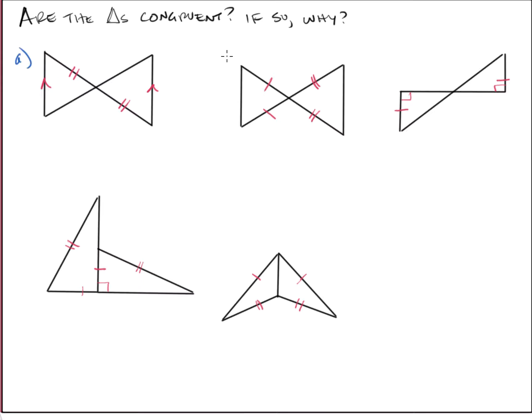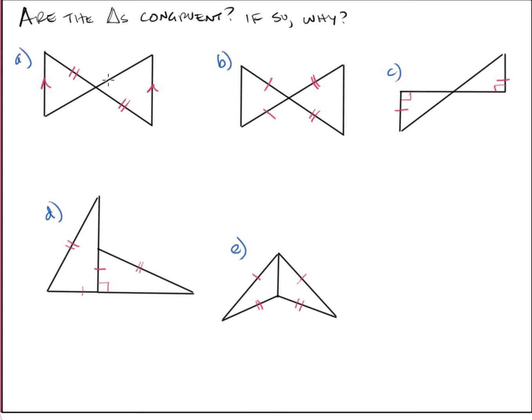Let's call it example A, B, C, D, and E. And for each example, I want to determine, are the triangles congruent, and if so, why? So in example A here, you'll notice that I have my two triangles.